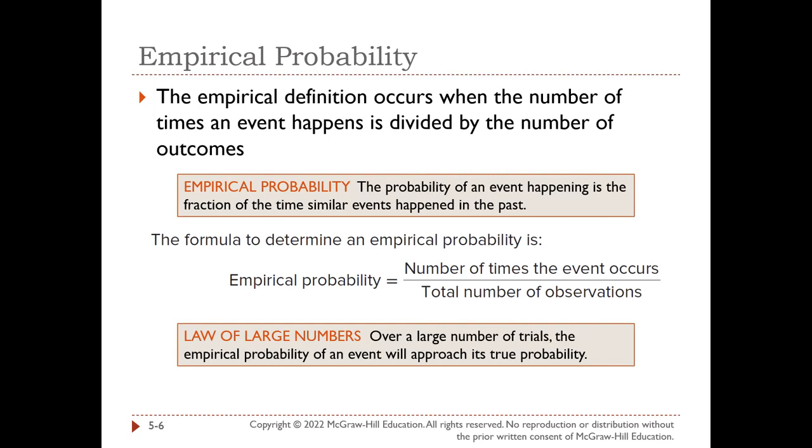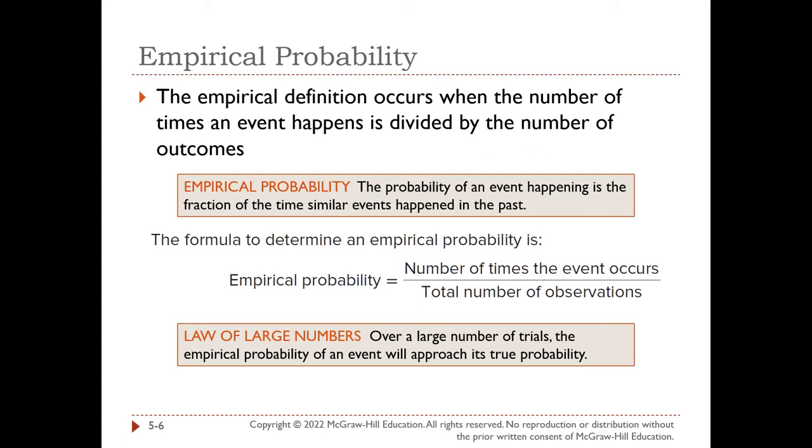Empirical probability is also known as relative frequency. When we look at this, it basically occurs when the number of times an event happens is divided by the number of outcomes. So the probability of an event happening is the fraction of times similar events happened in the past.